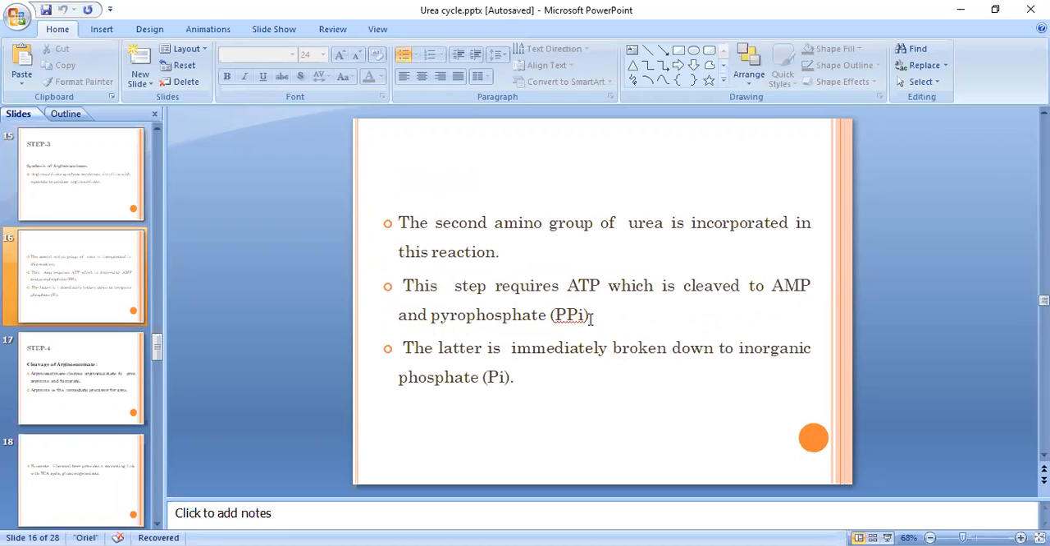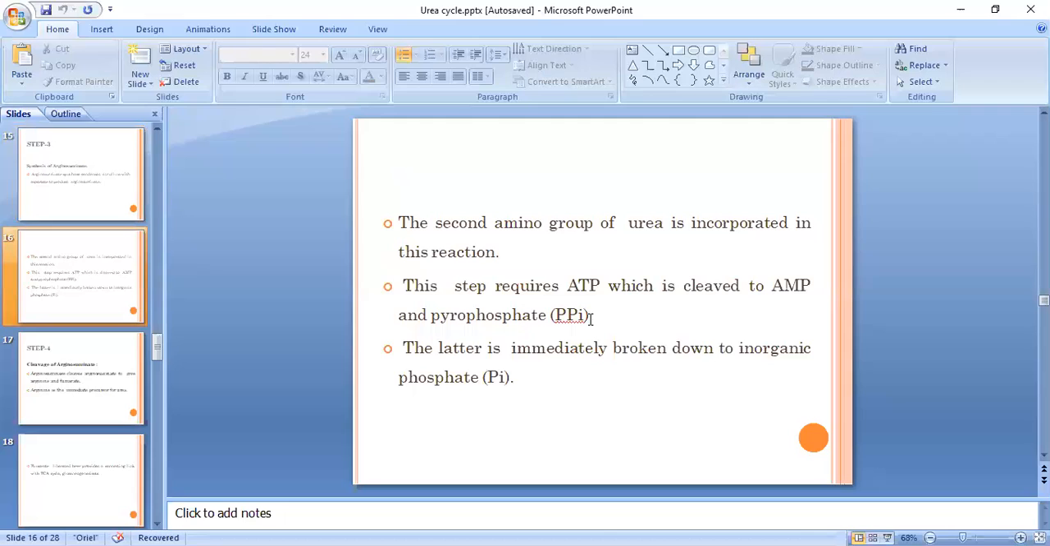So what happens till now, we were telling only one amino group is incorporated. Now the second amino group is also incorporated in the reaction. So this reaction is also very much essential. The third step is essential because here ATP is cleaved into adenosine monophosphate and pyrophosphate.